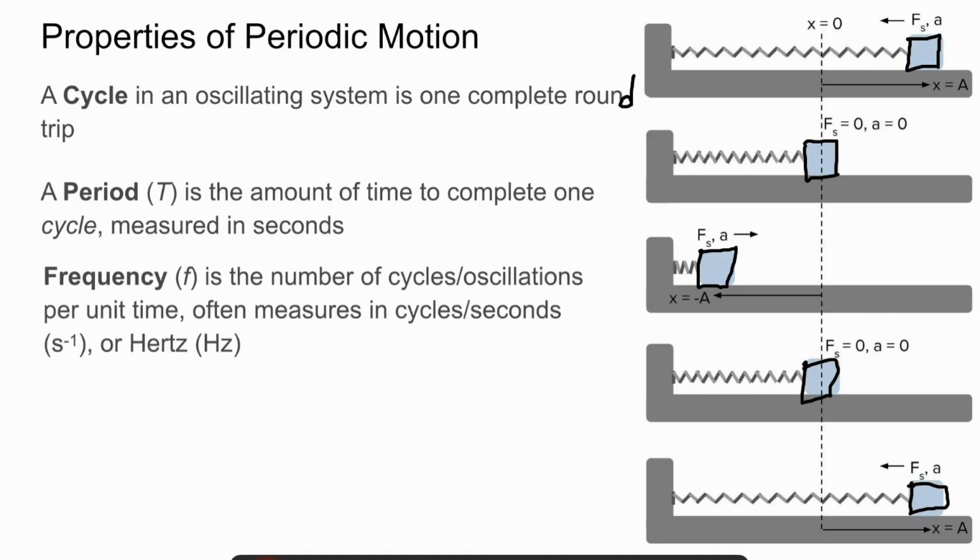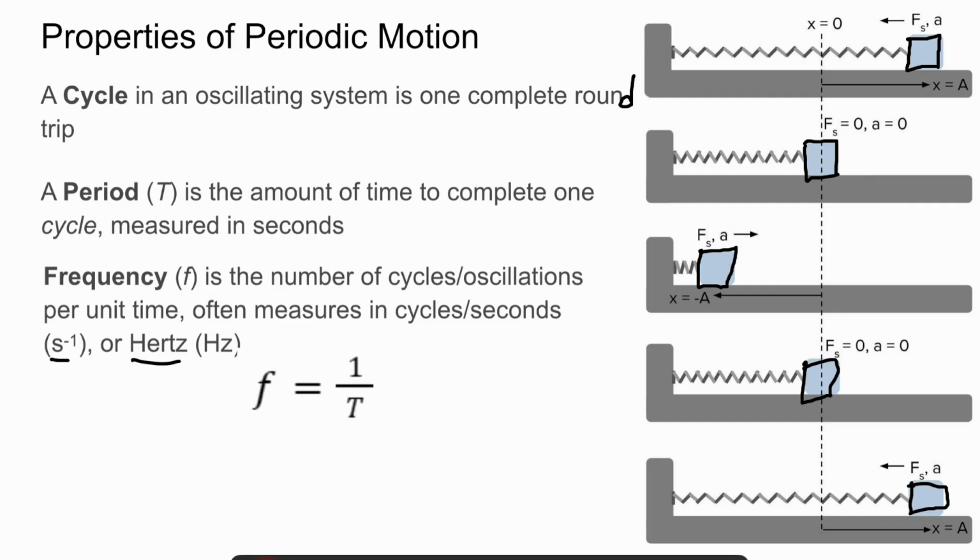Another way to describe this would be using frequency, and frequency is the number of cycles or oscillations that this system does per unit time. We often measure this in cycles per second, or in inverse seconds, s to the -1. Or we've designated a specific unit for that, which is hertz. And I'll show you what that means in a second.